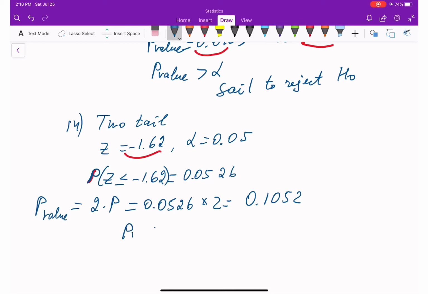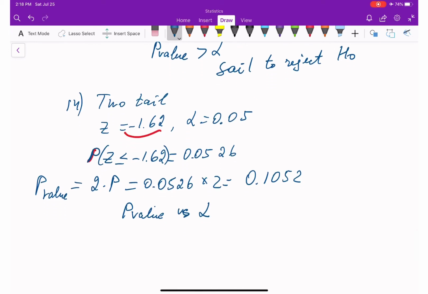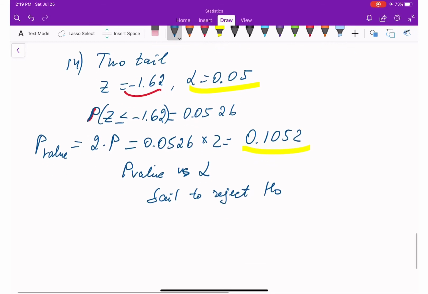So if we compare p-value versus alpha, we can say that here we have 0.1, here we have 0.05, which means fail to reject, right? Because the p-value is greater. If it would be less, then we would reject the null hypothesis. Okay. Next one.